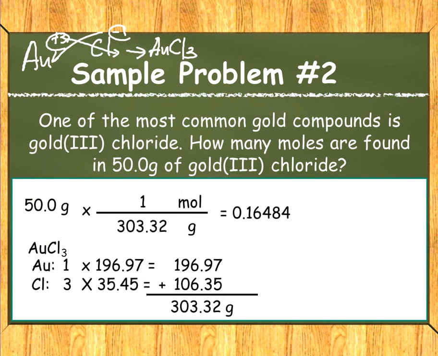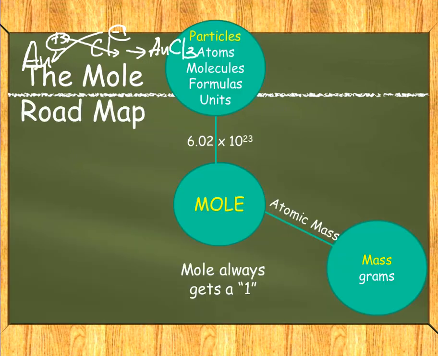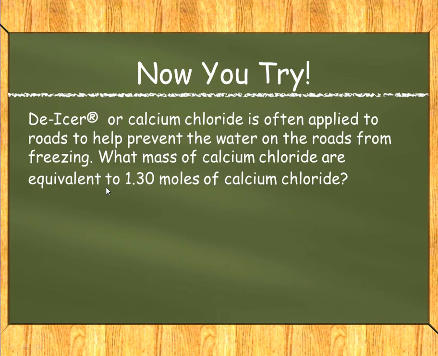All right, next problem. Cancels out. All right, let's go to this first. Remember, mole always gets 1. We're going with atomic mass. We always follow this, right? We're going from mole to mass, so you use atomic mass. Follow me? Okay.